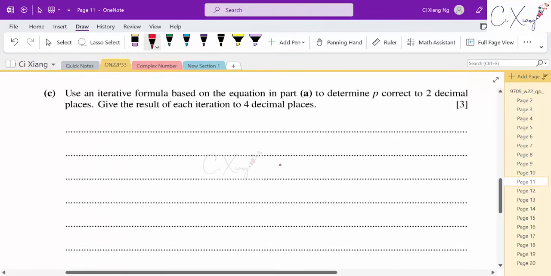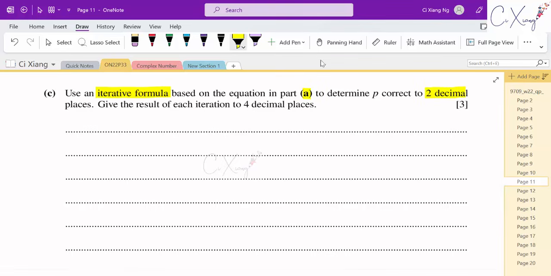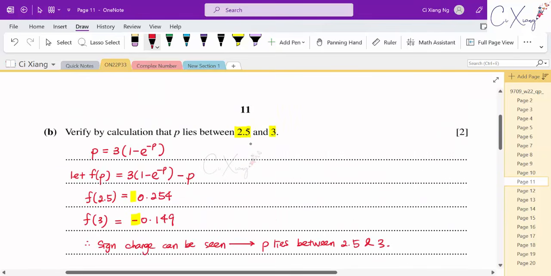For part C, they want us to use the iterative formula based on the equation in part A to determine p correct to 2 decimal places, giving the result to 4 decimal places. So again, I copy back the iterative formula in part A: p equals 3 times 1 minus e power negative p. I should have an initial value first. For this question, they didn't give us any detail, so you can just refer to the second part.